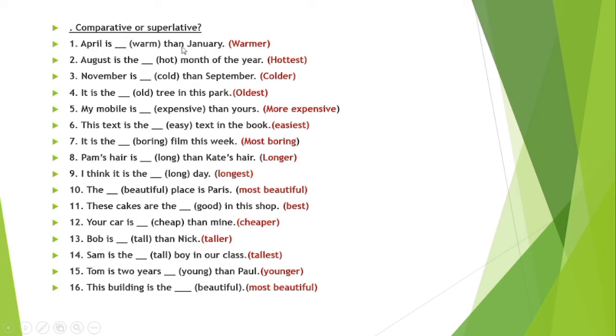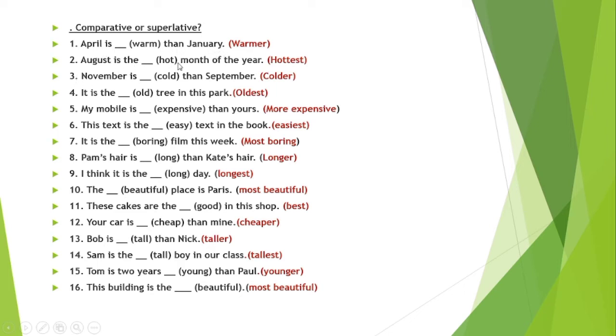April is warm than January. Now you can see that we have 2 months here and there is a comparison between the 2 months, April and January. So we'll have to use the comparative degree of warm. Now warm is single syllable, so we'll add er for making comparative. So April is warmer than January.